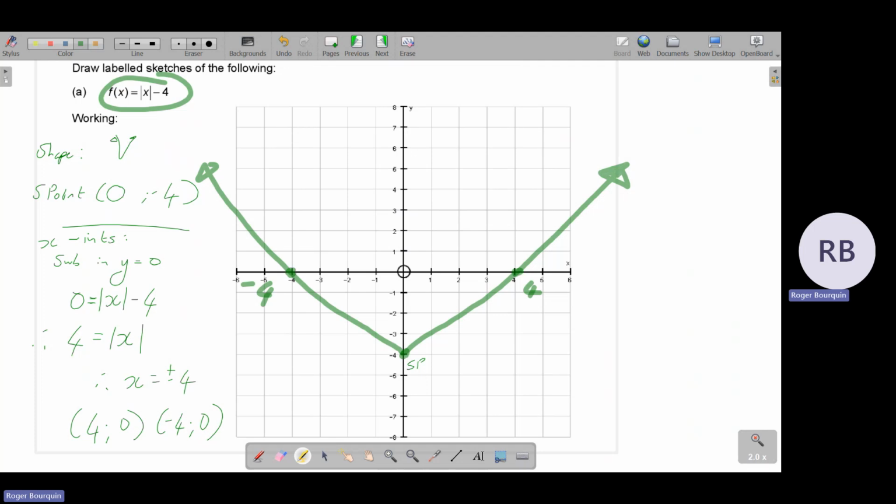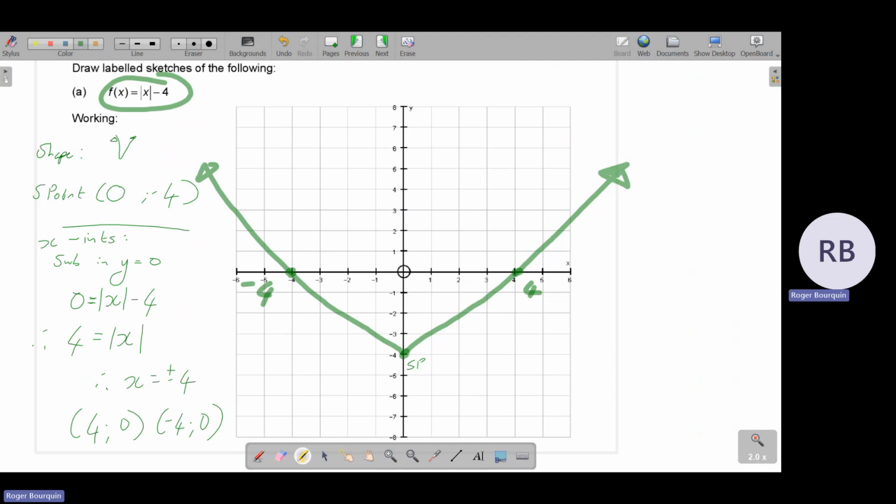Right. Now, I'm going to take somebody. Hands down. Right. Masana, who's your partner? You and Zian, tell me what the range is, please. The range is y is greater than or equal to -4. Okay, correct. Right.